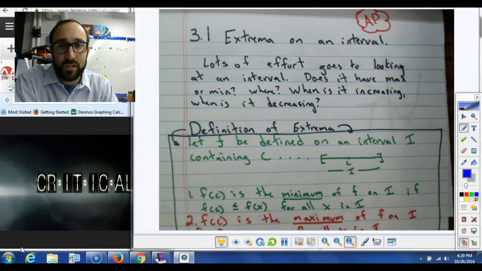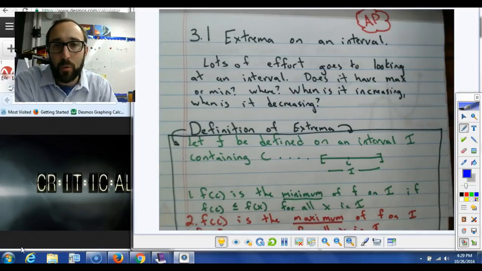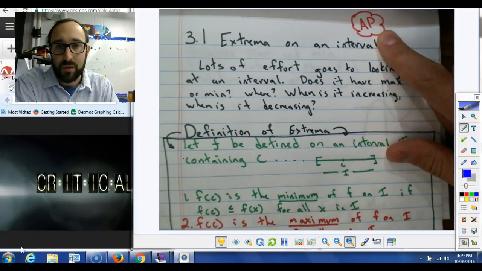Why do we even need to know what extrema are? I don't even know what they are. What is a critical number? What's all this stuff? What do we need to know? Why do we need to know it? A couple of reasons. One, the AP test says this is something you need to know.